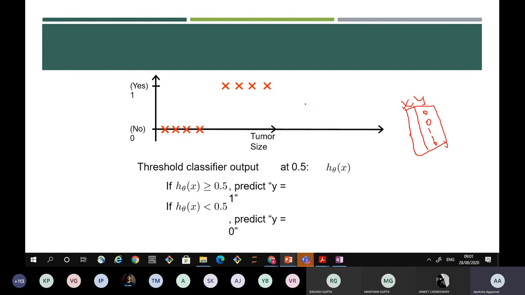While in case of a regression, it would be somewhere in the middle, because it is a numerical value. So in case of classification, output would be either 0 or 1. So if I draw a regression line over here, it will look something like this.